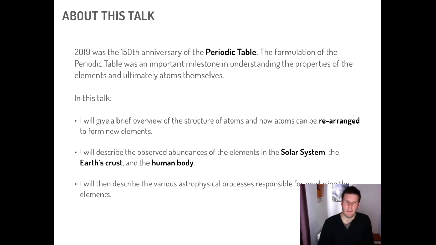But this talk is quite different. The brief for this talk was that last year, 2019, was the 150th anniversary of the periodic table. The formulation of the periodic table was a really important milestone in understanding both the properties of the elements themselves, but then ultimately atoms. In this talk, which is really split into 3 parts, I'm going to start by giving a brief overview of the structure of atoms and how atoms can be rearranged to form new elements. I'll describe the observed abundances of elements in the solar system, the Earth's crust, and even the human body. I'll then describe the various astrophysical processes which are responsible for producing the elements.